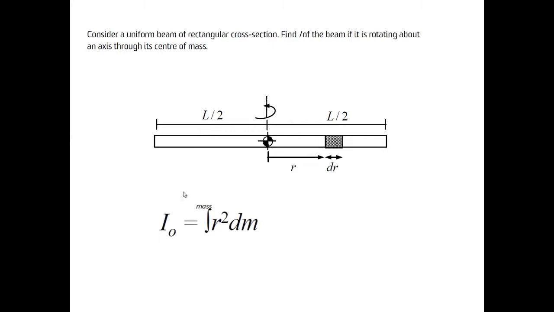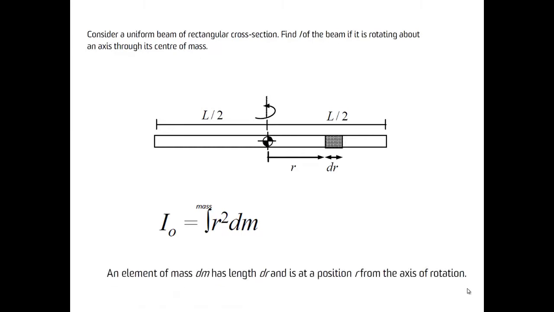The formula is the following. As with the center of mass before, the sum is now replaced by an integral, and individual masses are replaced by mass elements called dm. An element of mass dm has the length dr. It is at a position r from the axis of rotation.